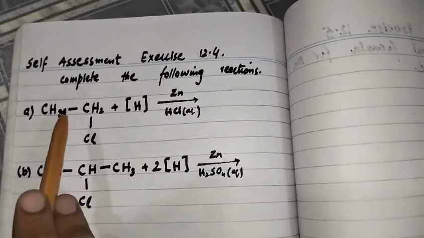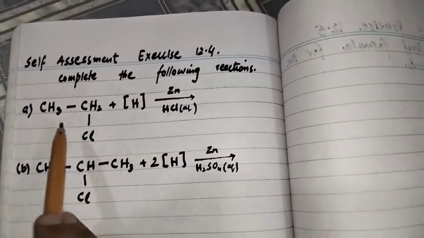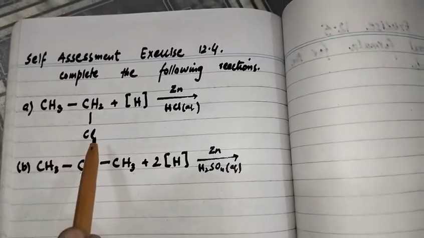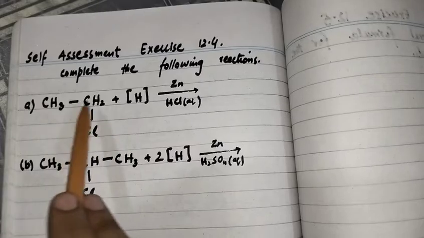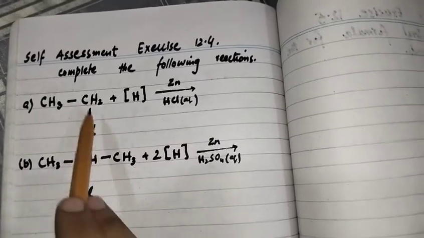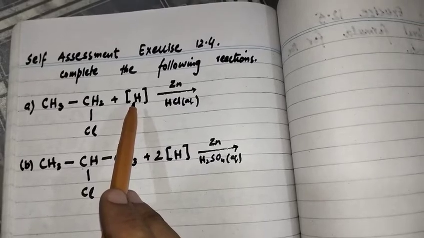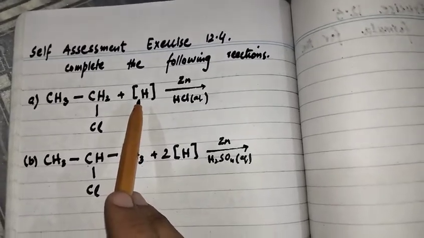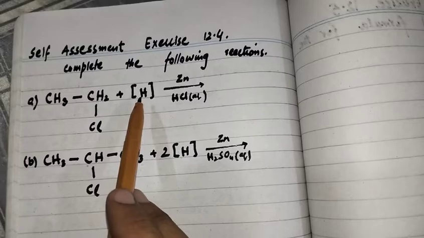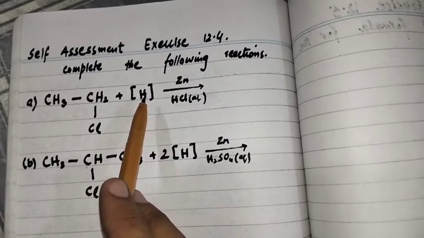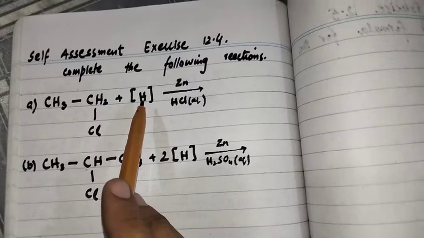In the first reaction, CH3CH2Cl, this is ethyl, 2 carbon. There are 2 carbon attached with the chlorine atom, so it is ethyl chloride, and ethyl chloride is reacting with nascent hydrogen. Nascent hydrogen means atomic hydrogen, it is not the molecular hydrogen. In the last self-assessment, we have done a reaction with molecular hydrogen, which is H2.